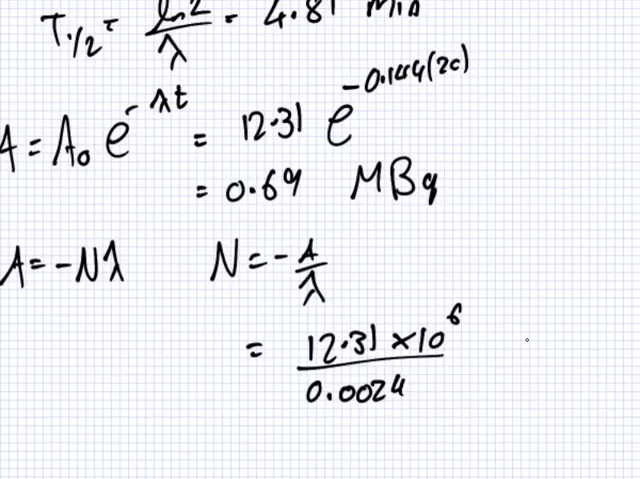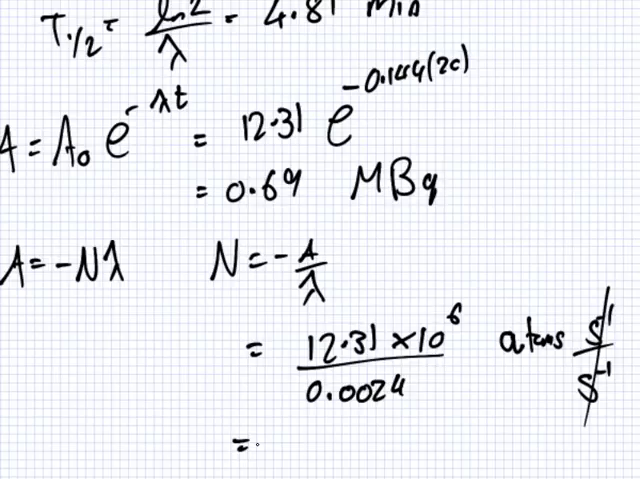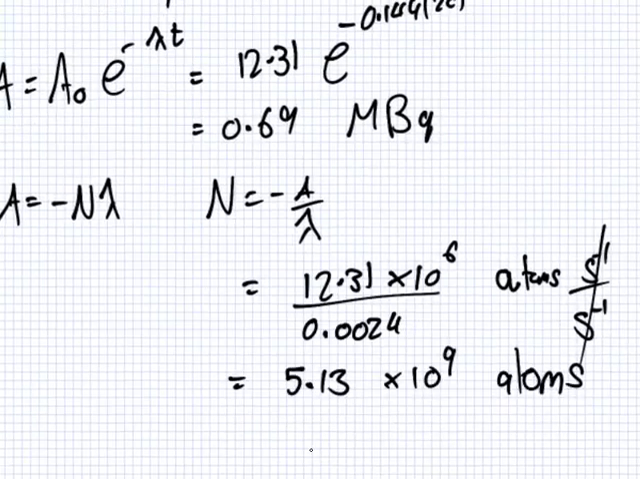And it becomes 0.0024 per second. So on the top, what you have is atoms per second, and on the bottom you now have per second. So they cancel and you're left with atoms. It's a big number. It's 5.13 times 10 to the 9 atoms. And that is B3.